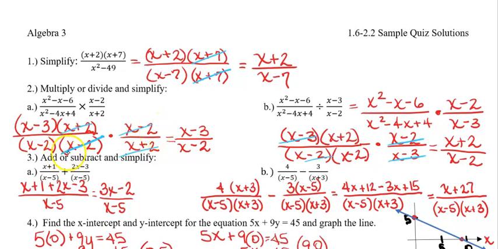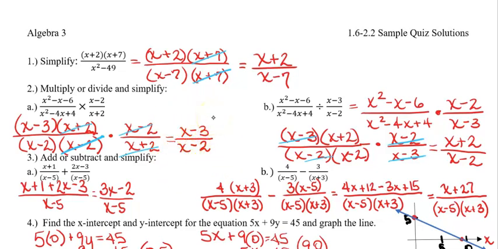So I can cancel this x minus 2 with this one, and this x plus 2 with this one. So in my numerator, I have x minus 3 times 1 times 1. And then in my denominator, I have x minus 2 times 1 times 1. So that would be my final answer.